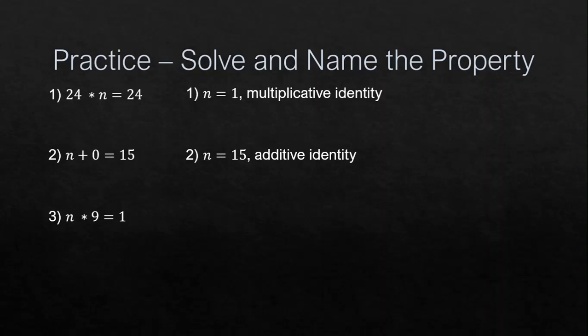So think fraction here. Okay, n has to be equal to 1 over 9 or 1/9, and that is because that is the multiplicative inverse of 9. So we want two numbers that when we multiply them together we get 1, so we're looking for that reciprocal there.